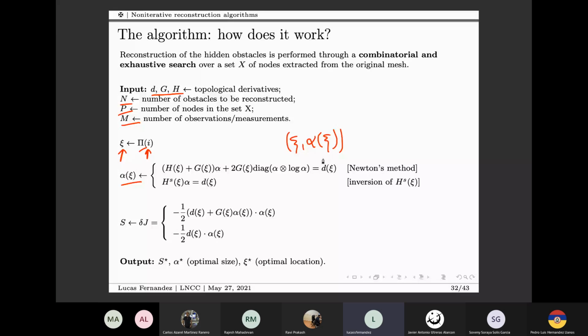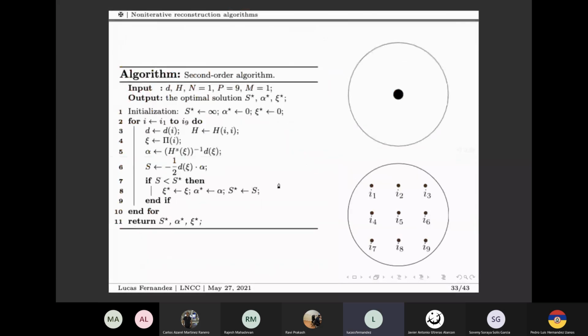And the pair psi alpha that minimizes the quantity S is the optimal solution to the optimization problem. So let's suppose there is a hidden obstacle located at the origin. In order to reconstruct the obstacle, we are going to perform an exhaustive search over all the nodes of the set X, okay? Here, the reconstruction process is performed from the linear algorithm. I mean, we are using just the topological derivatives D and H, okay?